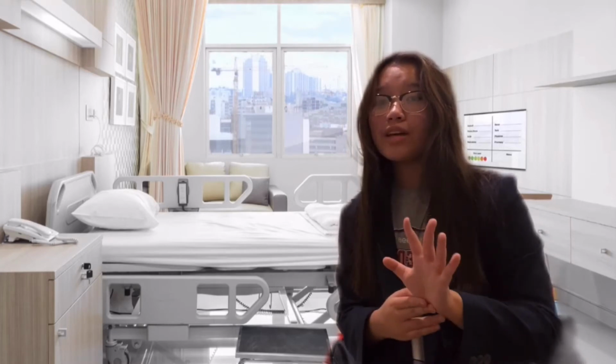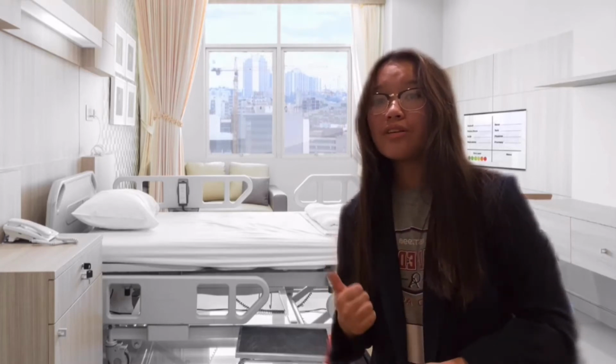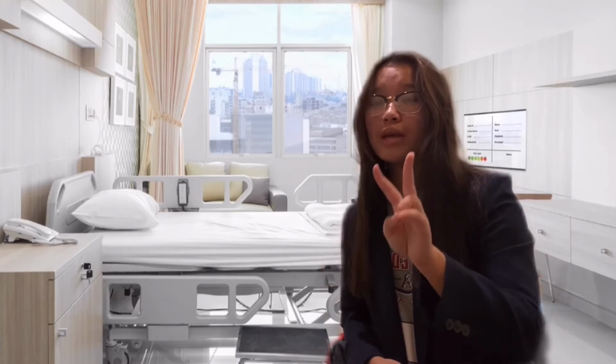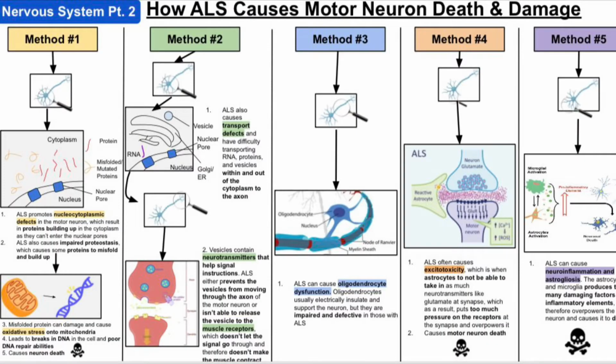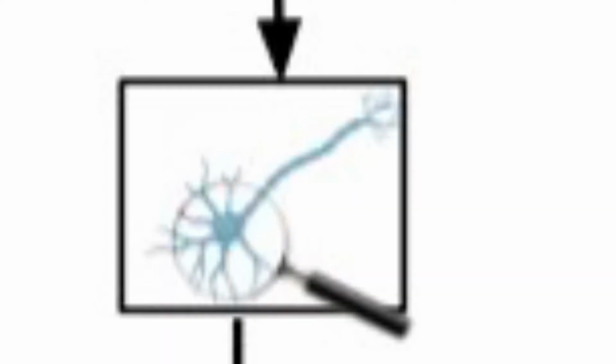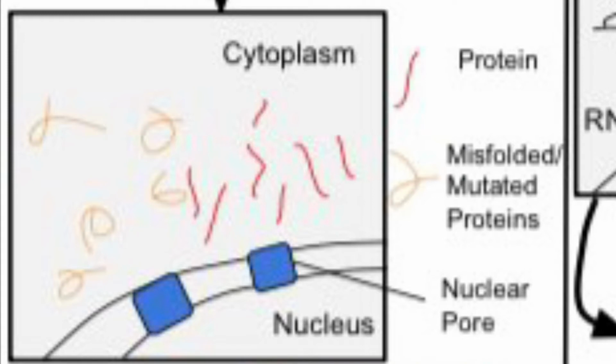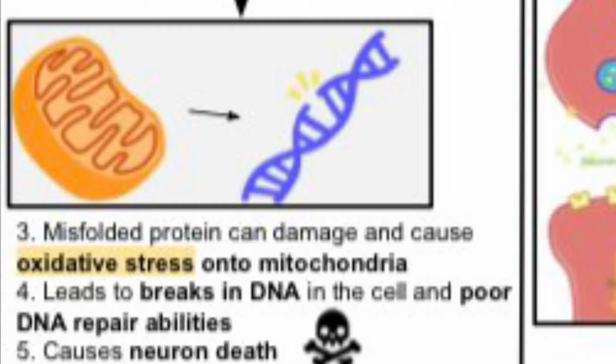There's about 5 main ways in which ALS causes motor neurons to die or get damaged, and I'll only highlight 2 of the main ones for you today. First way is that ALS promotes nucleocytoplasmic defects in the motor neuron, which results in proteins building up in the cytoplasm as they can't enter the nuclear pores. ALS also causes impaired proteostasis, which causes some proteins to misfold and build up. These misfolded proteins can damage and cause oxidative stress onto mitochondria. Due to it being the powerhouse of a cell, this stress leads to breaks in the DNA of the cell and makes DNA repair poor and less effective. This would then cause motor neuron death.